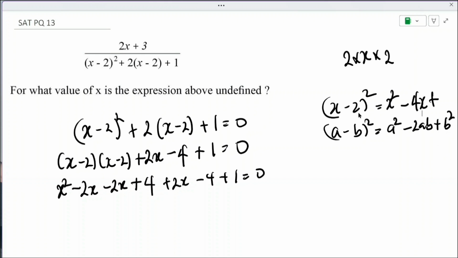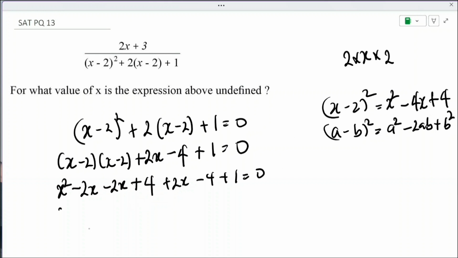B is 2. So 2 squared, that's 2 to the power of 2, which is the same thing as saying 2 times 2. That will give you 4. So if you understand this technique, you can save more time. So you'll be having x squared minus 4x plus 4. If we simplify the other one further, we'll still get the same x squared minus 4x plus 4.